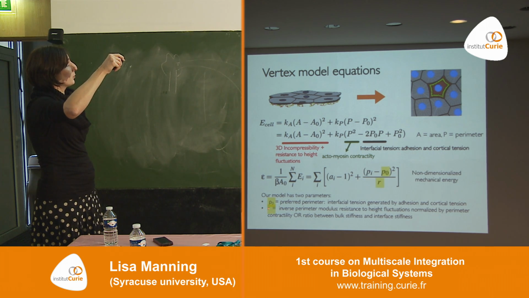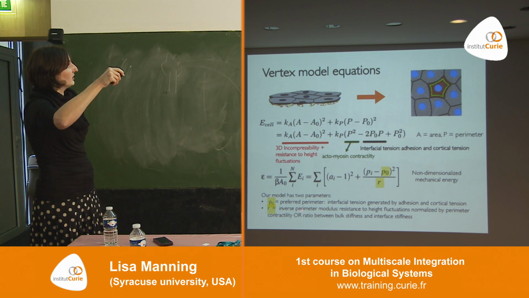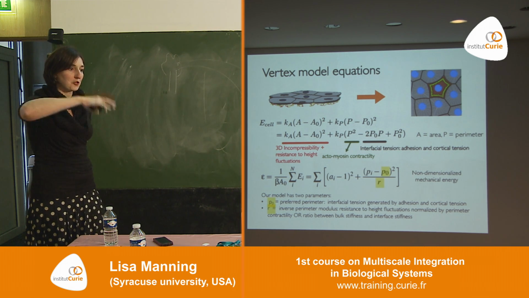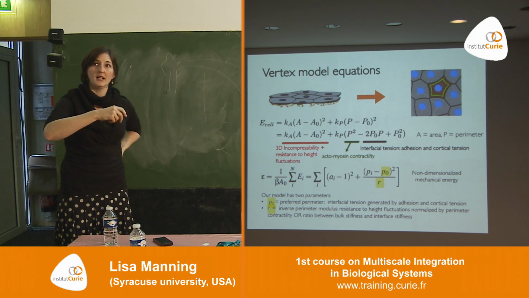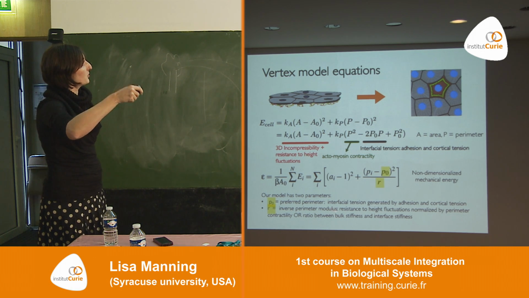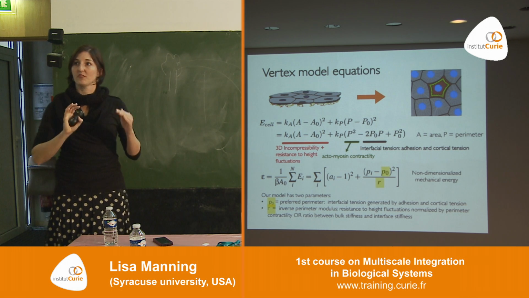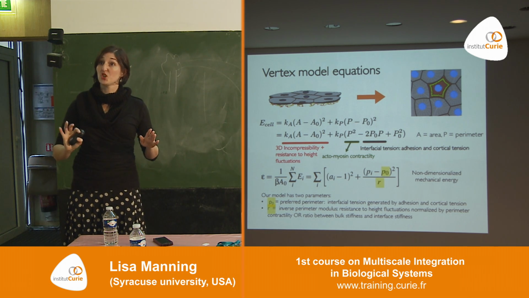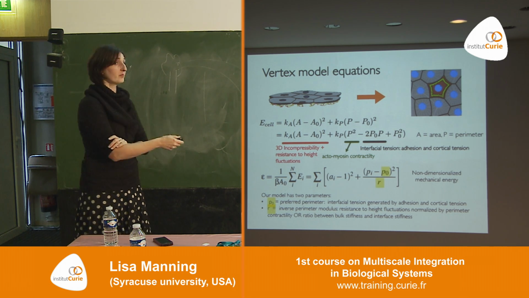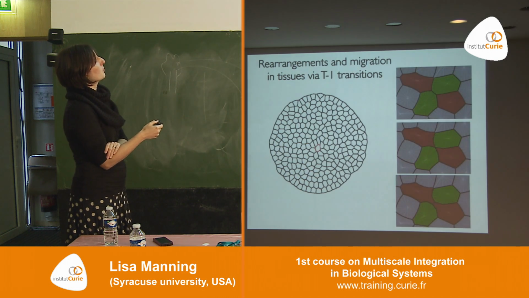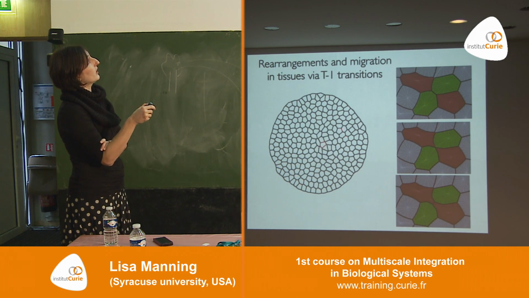And the other model parameter is this R, and you can think of it as an inverse perimeter modulus. It tells you what the fluctuations in the perimeter can be. Or you can think of it as a ratio between a bulk stiffness and a perimeter stiffness. There are a couple of different ways to think about it, but there are these two parameters in this model. Okay? So once we have these two parameters, we can ask, what can we do with it?